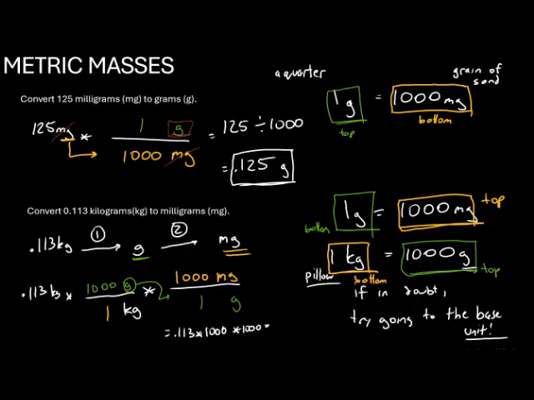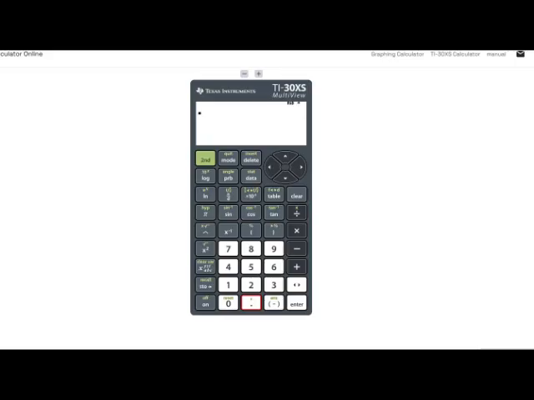Let's go to the calculator and handle the math. We say 0.113, multiply 1,000, then multiply by another 1,000. When we press enter, we get 113,000.